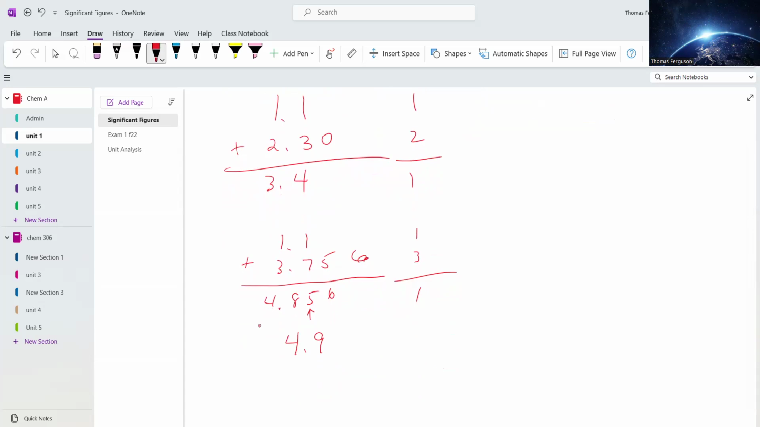Now, the only thing that's kind of weird is when we're dealing with money. Money's always 2 decimal places. You always move everything around so it's 2 decimal places. Money's a weird one. Okay, so does everyone understand where I got the 4.9?